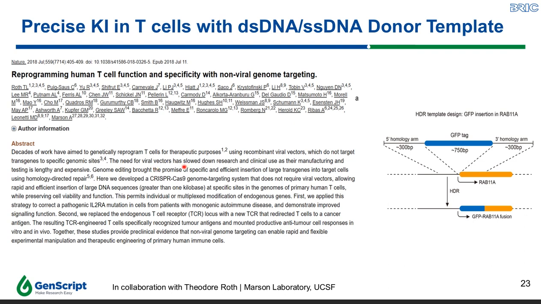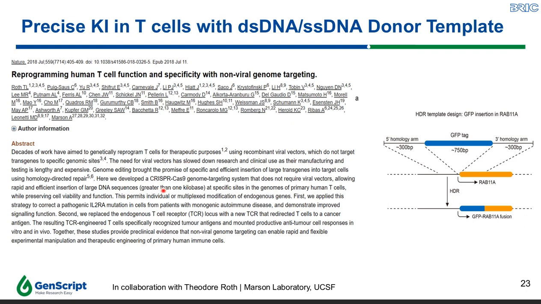So here I show you an article which illustrates the collaboration between GenScript and the Marson laboratories from the University of California in San Francisco. In this article, the authors described that the use of recombinant viral vectors to genetically reprogram T cells for therapeutic purposes may be hindered due to its high off-target rate.